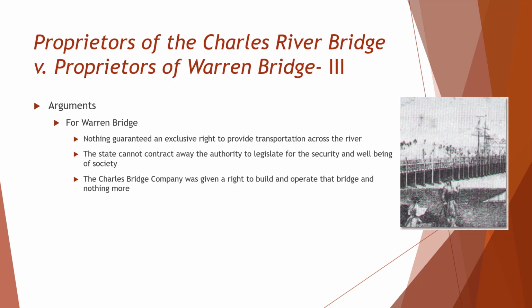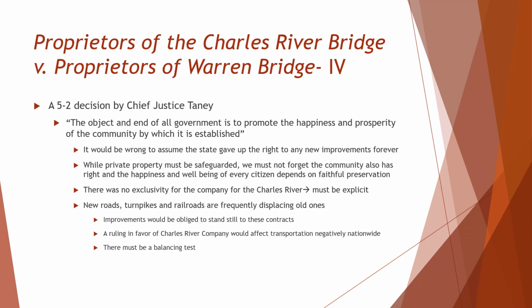So basically what they're saying is that this contract, the only thing it gave the right to do to the Charles River Bridge Company was to operate that bridge, collect the toll, and nothing more. That's it. Anything around it, if you build something new, that isn't covered. Now, what we have here is a 5-2 decision. So the court now has 7 members, you can see. So you have a concurring opinion by Justice McLean, but you have 2 justices in dissent, one of them being Justice Story, who is still on the court.